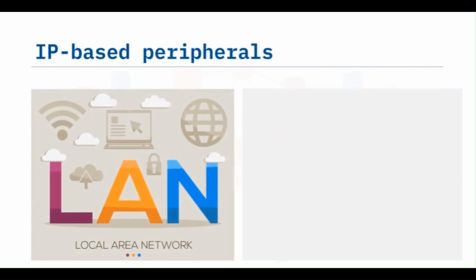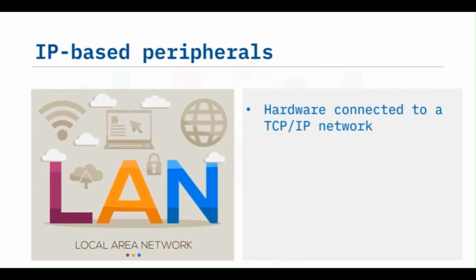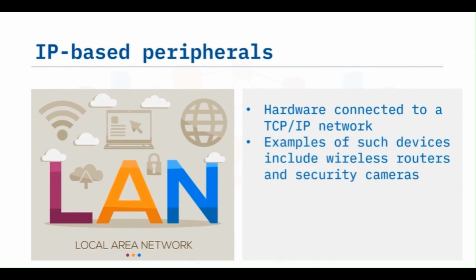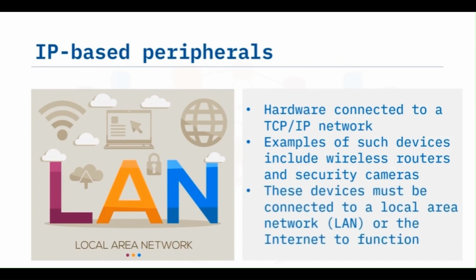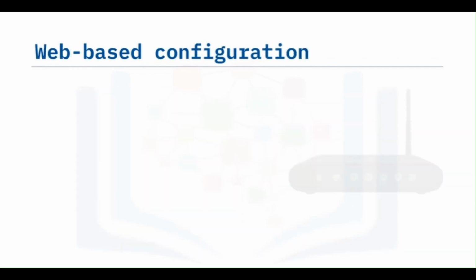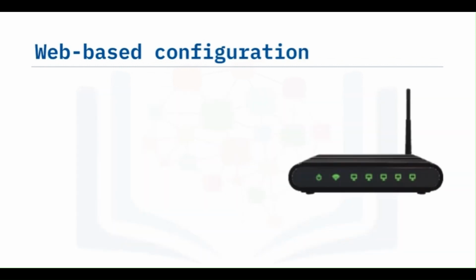An IP-based peripheral is hardware that is connected to a transmission control protocol, Internet Protocol, or TCP/IP network. Examples of IP-based peripherals are wireless access points, wireless routers, IP security cameras, network print servers, and networked printers or multifunction devices. These devices must be connected to a local area network or LAN or the Internet for installation and functionality.